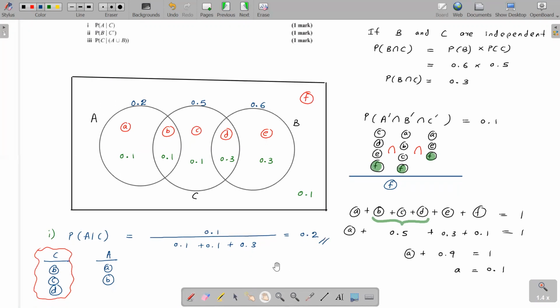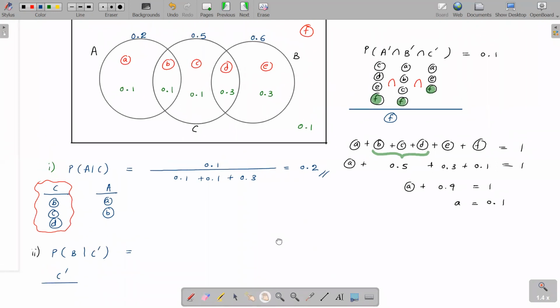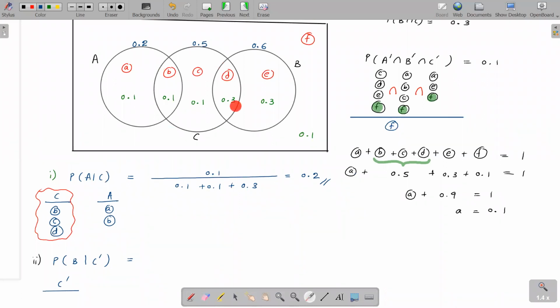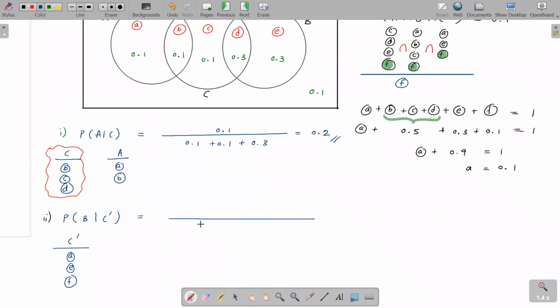All right, the next one, probability B given C dash. So let's get the C dash. C dash means the regions that don't belong to C. What are the regions that don't belong to C? Inside C, we have the regions B, C, D, right? So outside of C, I have the regions A, E, and F. That's my given part: A, E, and F. So that probability should come to the denominator. A is 0.1, E is 0.3, F is 0.1, right? So that is C dash.